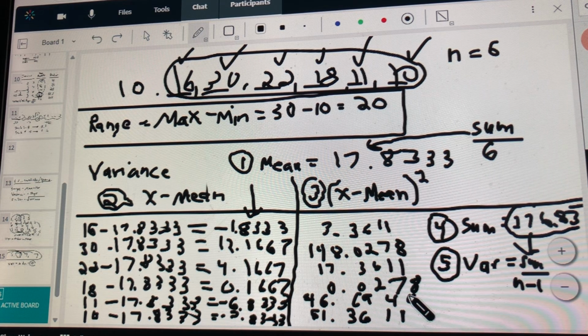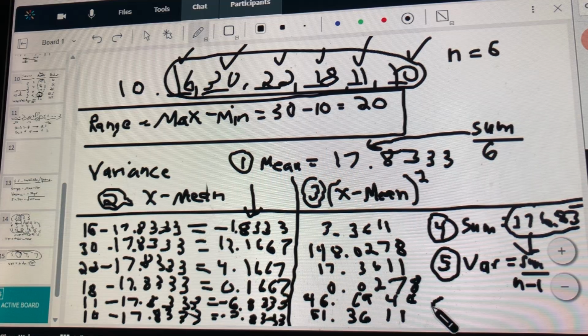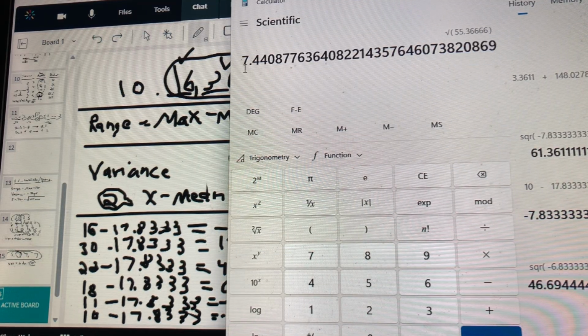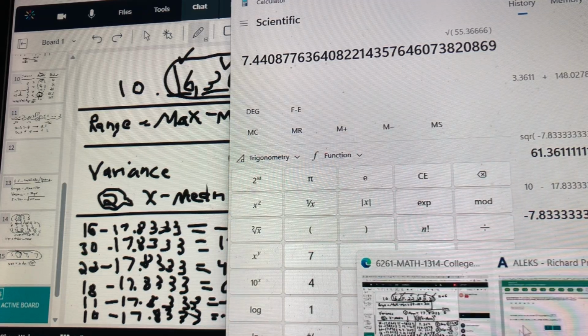And once you get the variance, though, the last answer is easy. In essence, the standard deviation is the 6th step of the process. And you just square root the variance. Literally, you square root the answer you just got. So standard deviation is easy. Square root this 55 number, and it's 7.44.